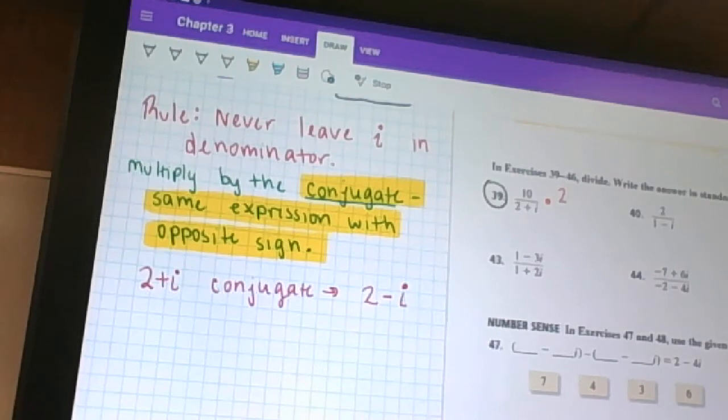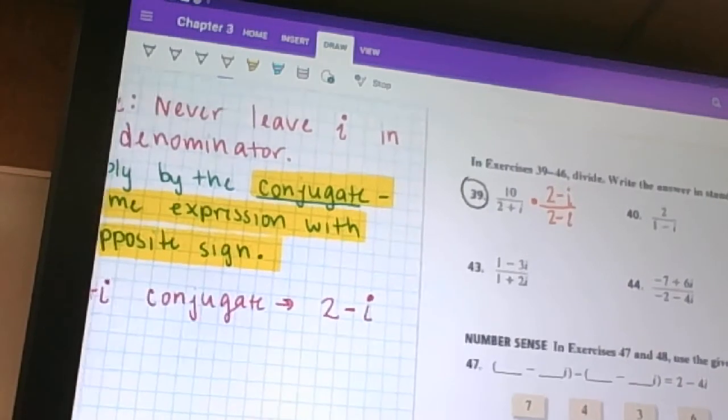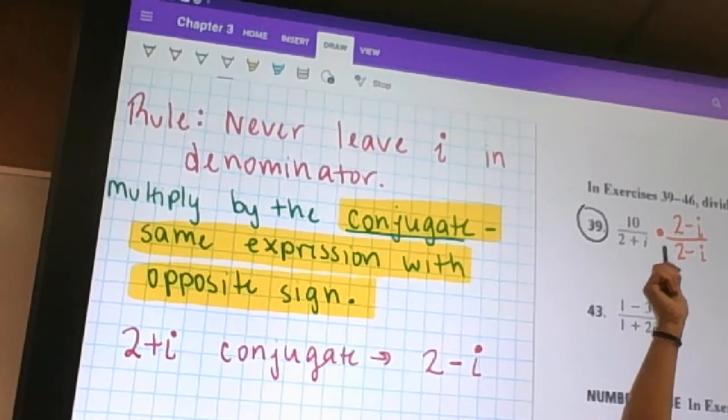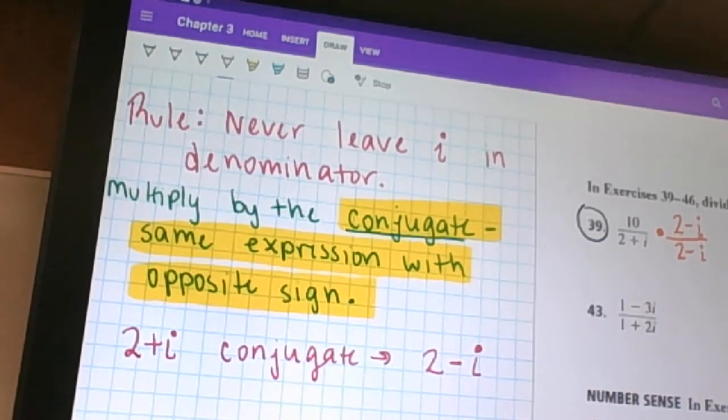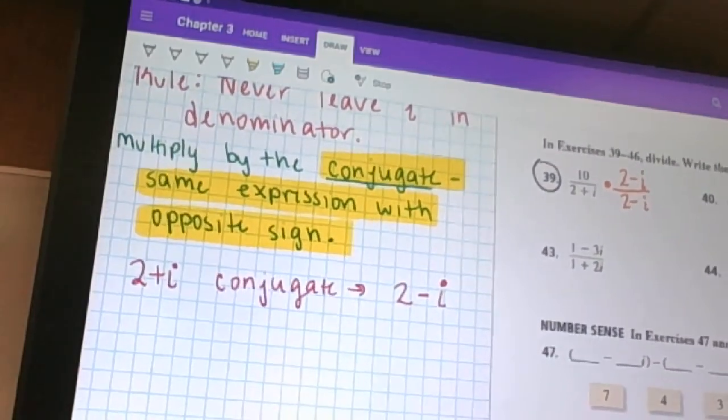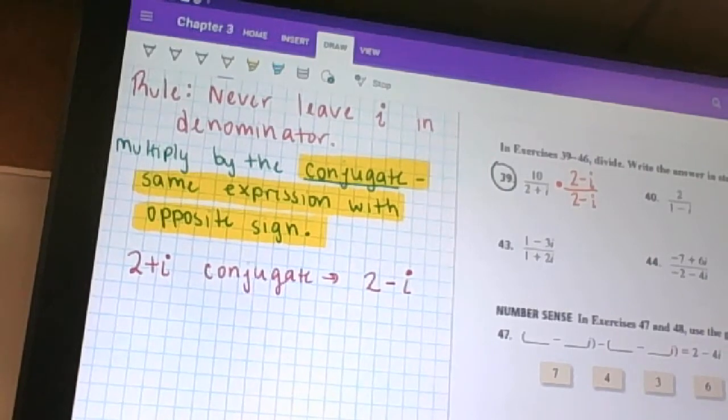So we're going to do 2 minus i on top and 2 minus i down below. And if you execute that correctly, it's very cool. You'll no longer have an imaginary denominator. It really works well. And I'm out of room, of course.